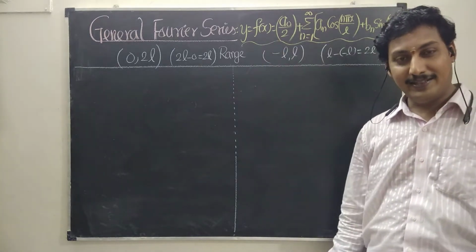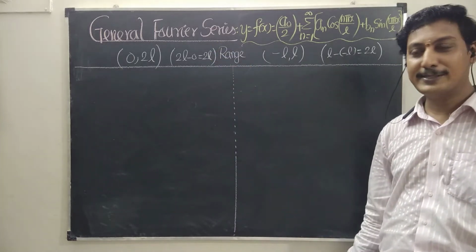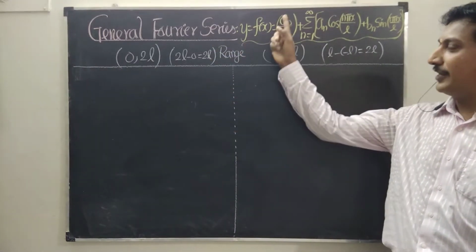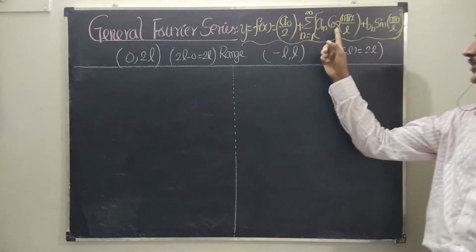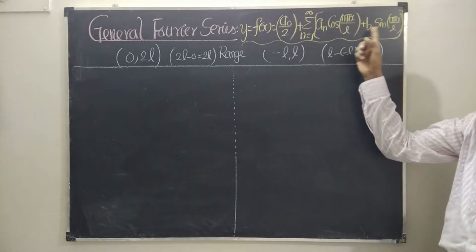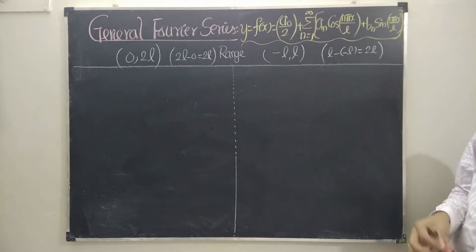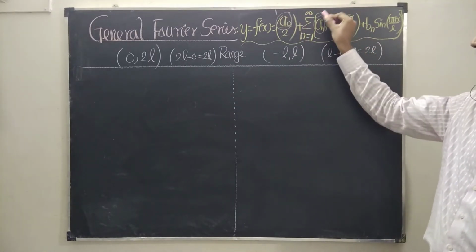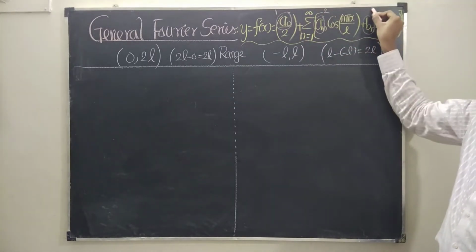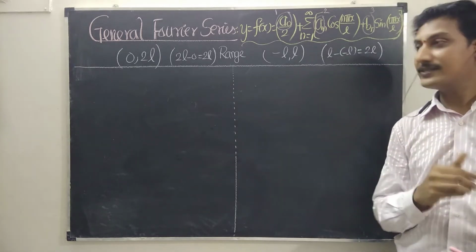The first table, general Fourier series: y equal to f of x equals a naught by 2 plus summation n equal to 1 to infinity of a n cos n pi x by l plus b n sin n pi x by l. So our aim is to get these three constants: a naught, a n as well as b n. These three are called the Fourier coefficients or Euler constants.